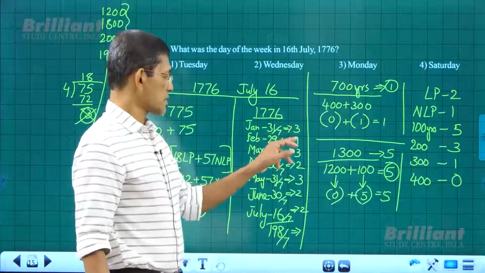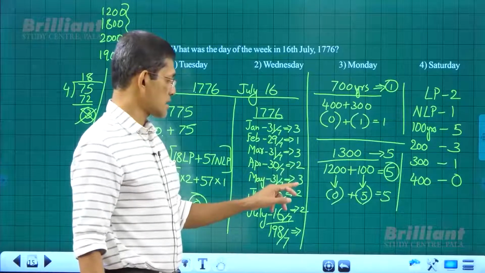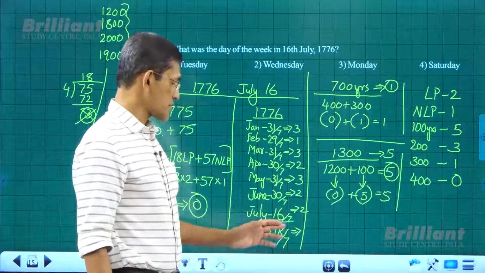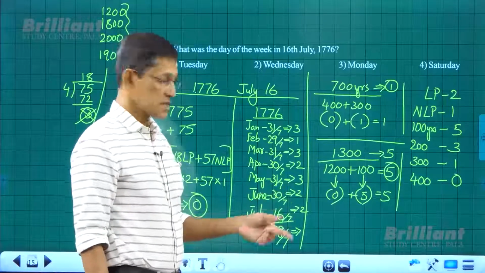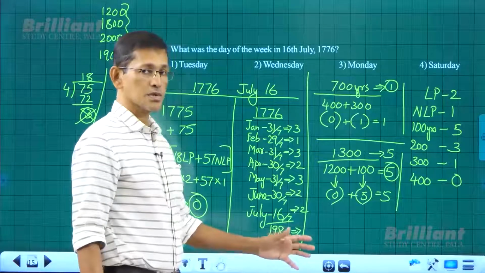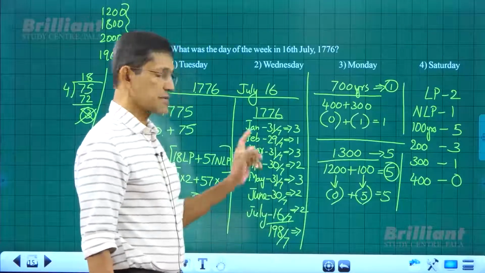3 plus 1, 4, 7, 9, 12. 12 plus 4 is 16. All right, so that's 16 divided by 7. What you get, the remainder, is 2. That's the same as the remainder of 198 by 7. That's 2 as well. So you can do it this way.